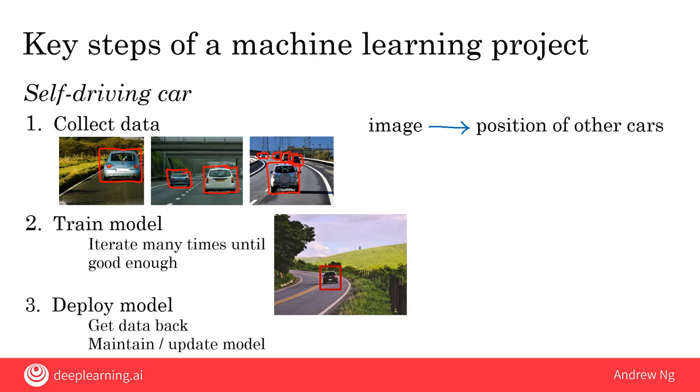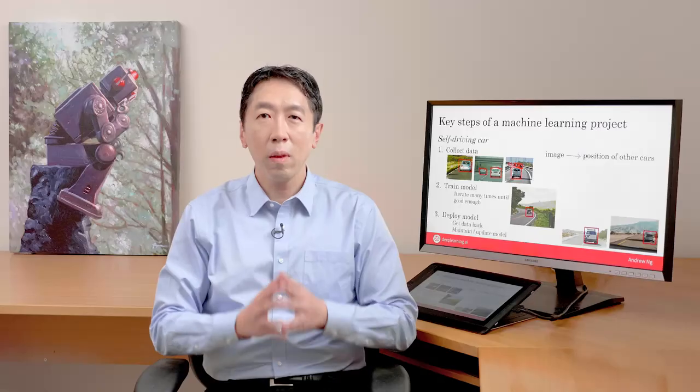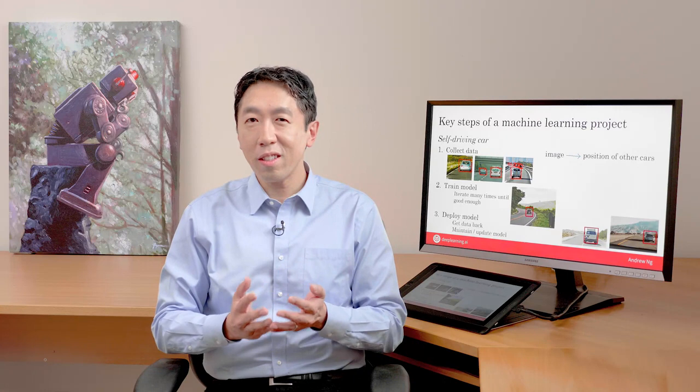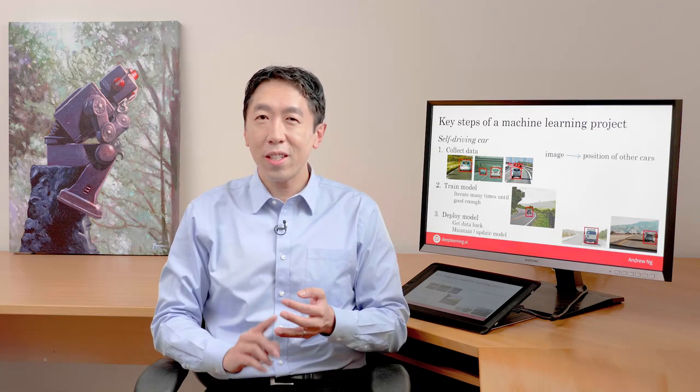And so you would get data back, say pictures of these golf carts, use the new data to maintain and update the model so that hopefully you can have your AI software continually get better and better to the point where you end up with a software that can do a pretty good job detecting other cars from pictures like these. In this video, you learned what are the key steps of a machine learning project, which are to collect data, to train the model, and then to deploy the model.